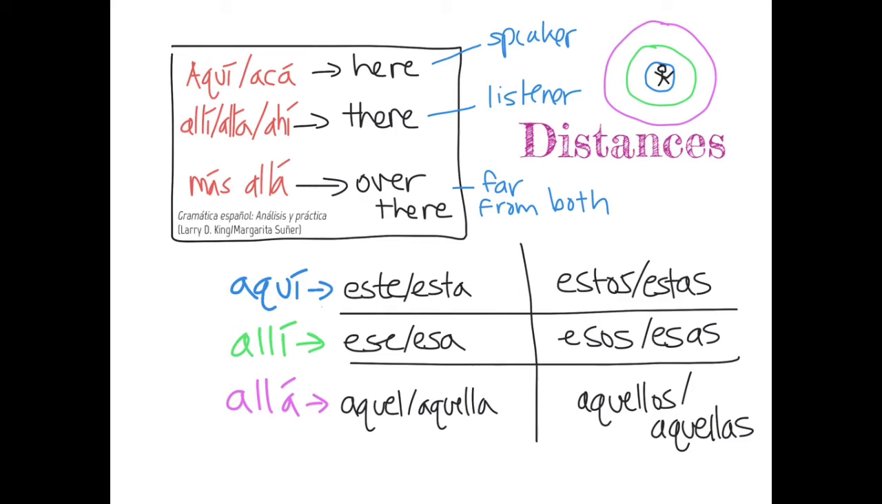So for example, if you're talking about a book, like we were in the first slide, and you want to say this book, and you're saying it's here, that's going to be este libro because it's closest to the speaker. But if you want to say allí, that book over there, a little bit further away, you'd say ese libro.